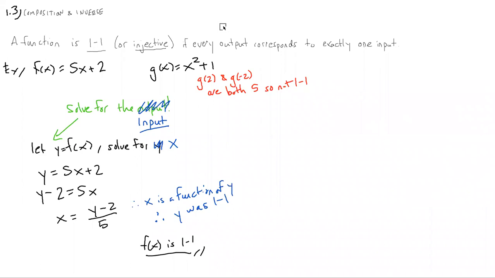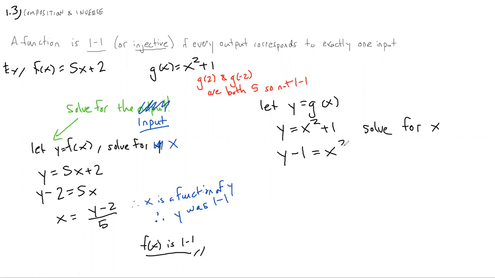All right, so on the other one, it's going to be the exact same thing. I'm going to solve for the input. Same idea, I'm going to let y equal g of x, and so what we get is y equals x squared plus 1. Again, I'm going to solve for not y, I'm going to solve for x. Using my algebra, I'll move that over. y minus 1 equals x squared.